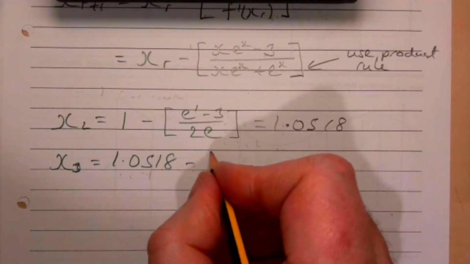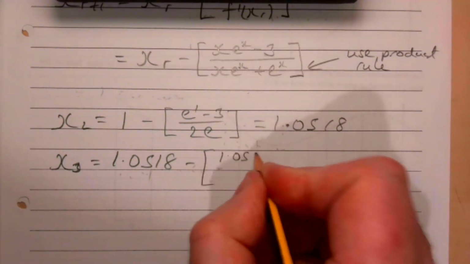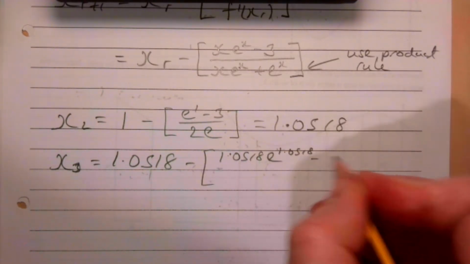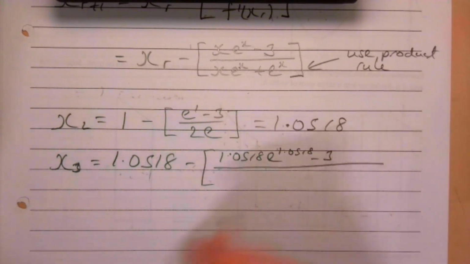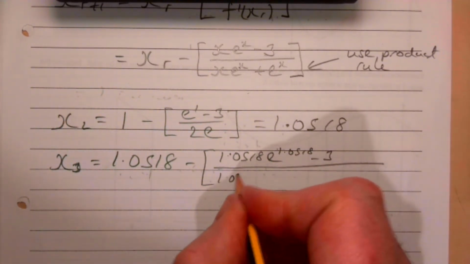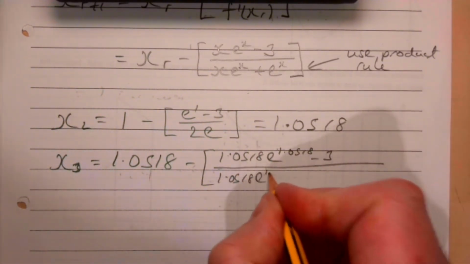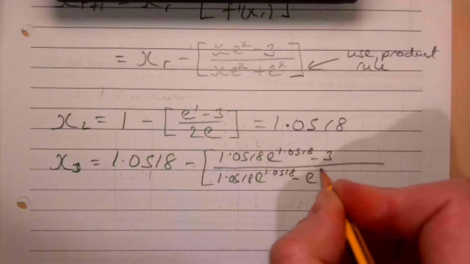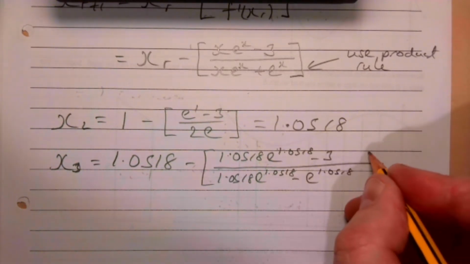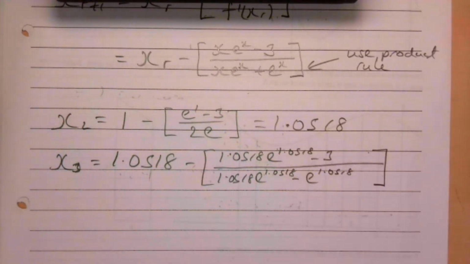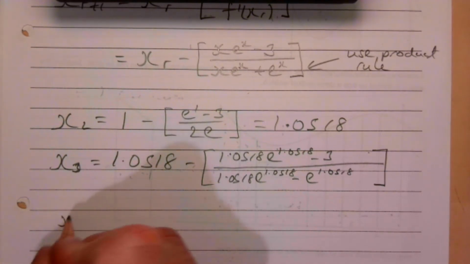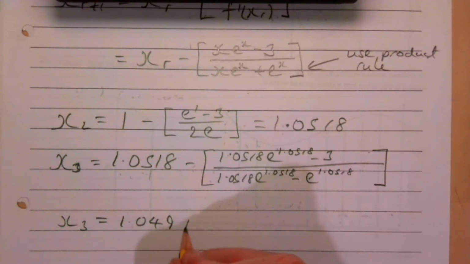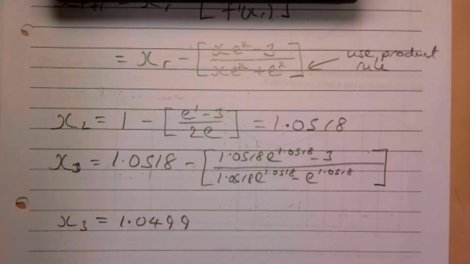My x3 then is obviously going to be 1.0518 minus 1.0518 e to the 1.0518 minus 3 all over 1.0518 e to the 1.0518 minus e to the 1.0518. And my x3 is 1.0499.